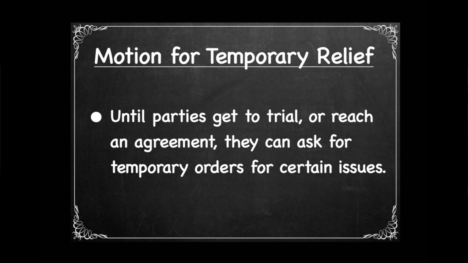So for that reason, people can bring motions, which means saying in the middle of the court process, until we get to trial or we manage to get everything resolved on consent, we need an order in place now dealing with these issues. You do that by way of a motion. Once a temporary order is made on a motion in the proceedings, that temporary order will stay in place until the trial actually occurs. So it can be in place for a long, long time.